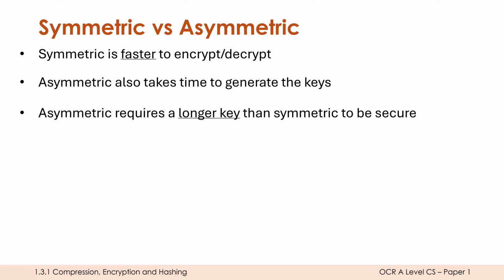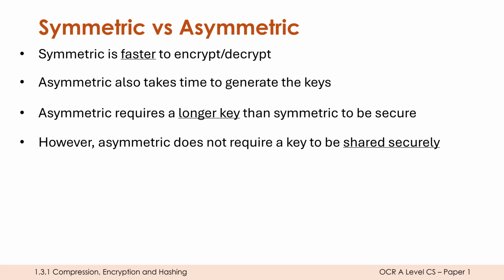As I mentioned earlier, asymmetric requires a longer key than symmetric to be secure. This isn't about brute forcing, because to brute force a symmetric key, which is maybe 128 bits, is very, very long, let alone the 2000 bits that asymmetric needs. It's not really about brute forcing, it's more about the numbers involved. For the asymmetric maths to work, the numbers have to be massive, which means the keys are long as a consequence, which takes up more storage space to store these.